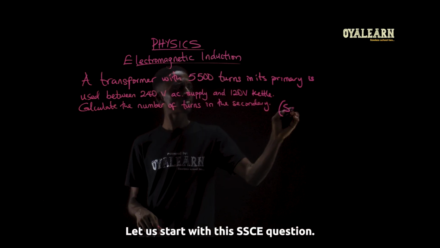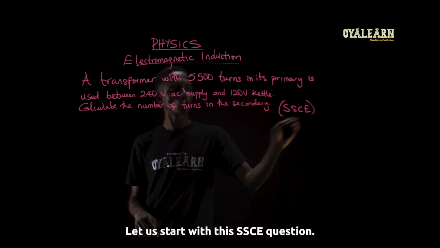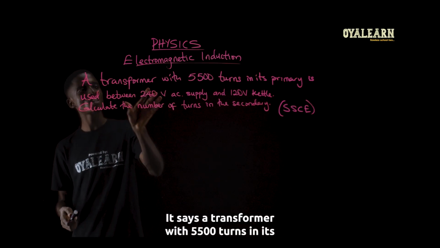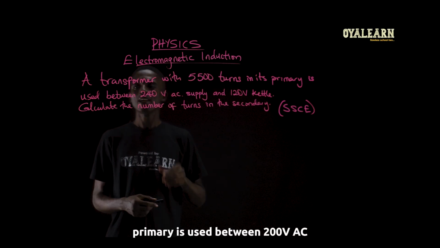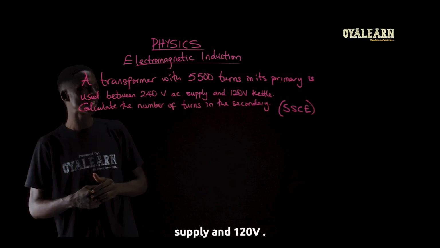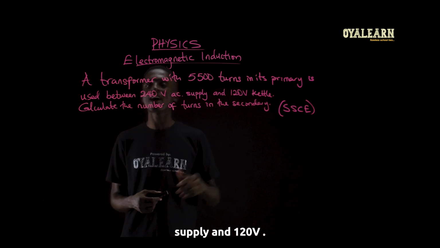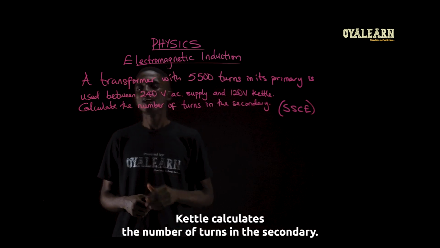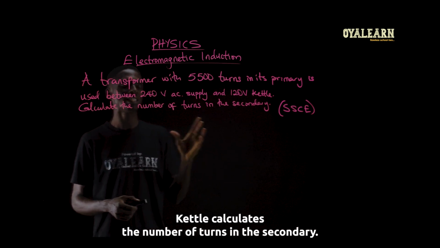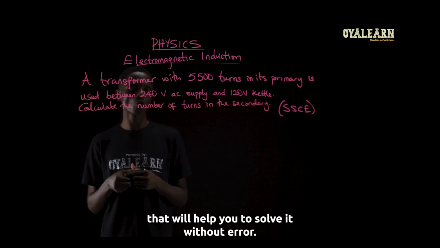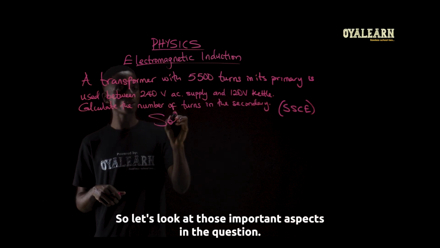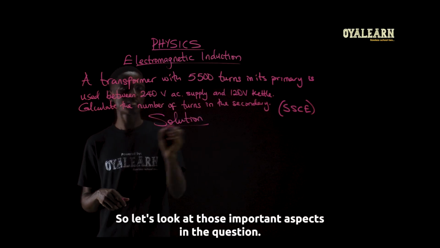Let us start with this SSCE question. It says a transformer with 5,500 turns in its primary is used between a 240 volt AC supply and a 120 volt kettle. Calculate the number of turns in the secondary. Now, there are some things you need to highlight from this question that will help you to solve it without error. So let's look at those important aspects in the question.